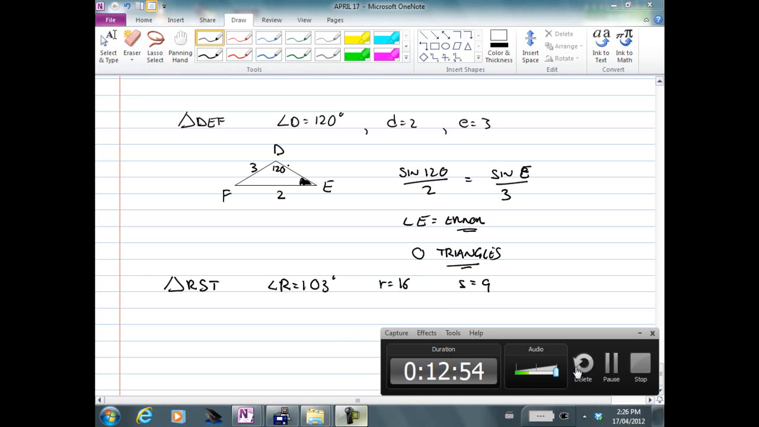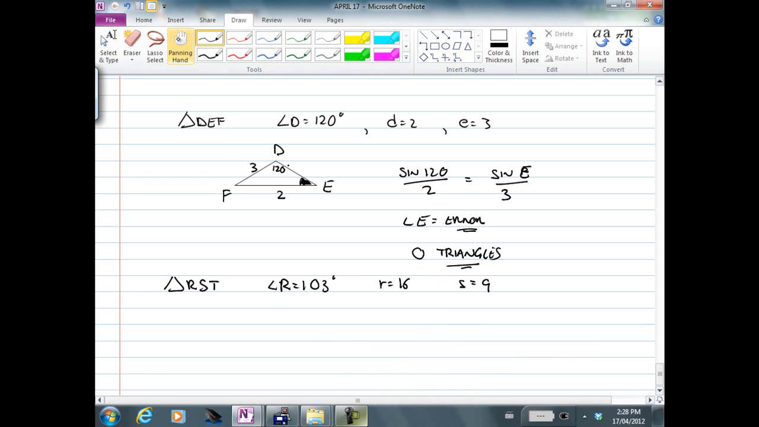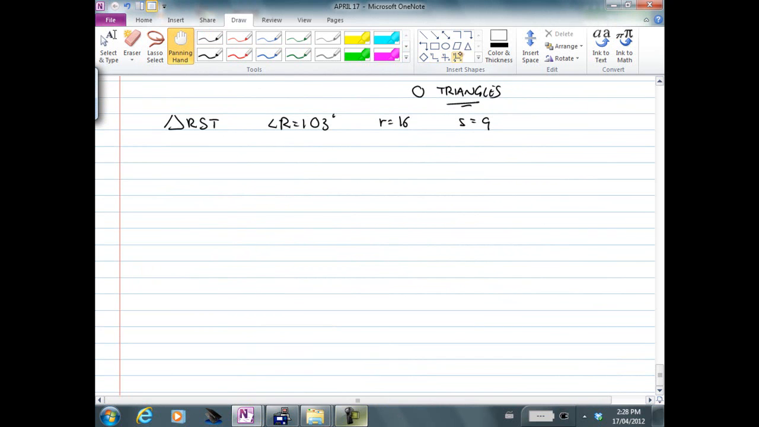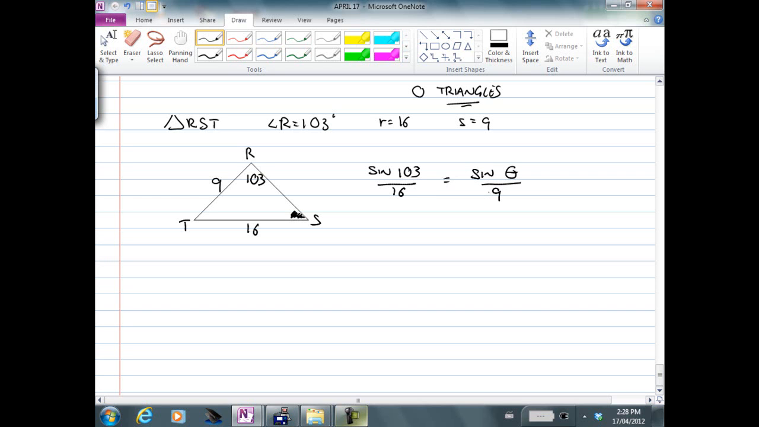I'm going to pause it. First thing you're going to do, just draw out a simple triangle. Very, very simple. R, S, T. See, I keep it simple. R is 103. 16. 9. Let's find this missing angle, whatever you like to call it. So right off the bat, I go sine 103 over 16 equals sine theta, or S, or whatever you want, over 9. Take a minute and solve for theta right now.